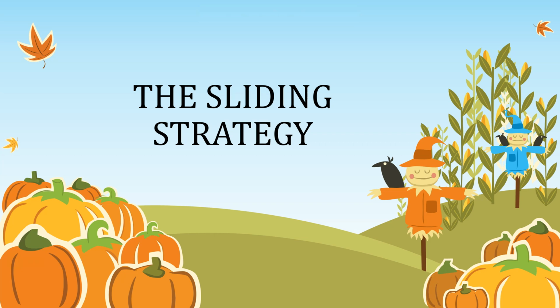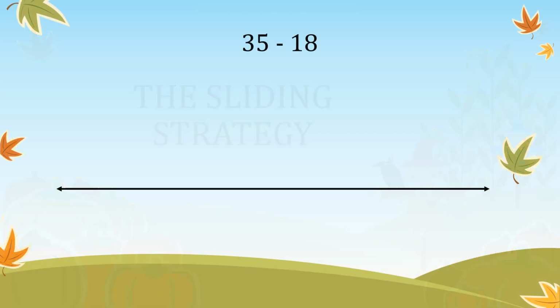The first one is the sliding method. Now, some people call this give and take. Some people call this give and give. I don't even know. Some people call this compensation, but compensation doesn't work the same way for subtraction as addition. So I think of it as the sliding method. Okay, what do I mean by the sliding method?